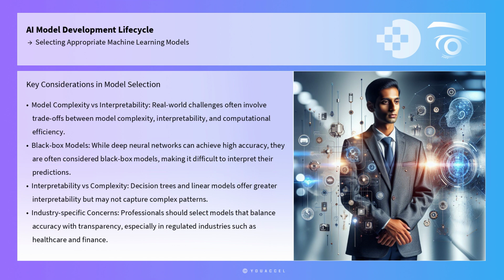Real-world challenges often involve trade-offs between model complexity, interpretability, and computational efficiency. For example, while deep neural networks can achieve high accuracy, they are often considered black box models, making it difficult to interpret their predictions. In contrast, decision trees and linear models offer greater interpretability but may not capture complex patterns. Professionals should carefully consider these trade-offs and select models that balance accuracy with the need for transparency and explanation, especially in regulated industries such as healthcare and finance.